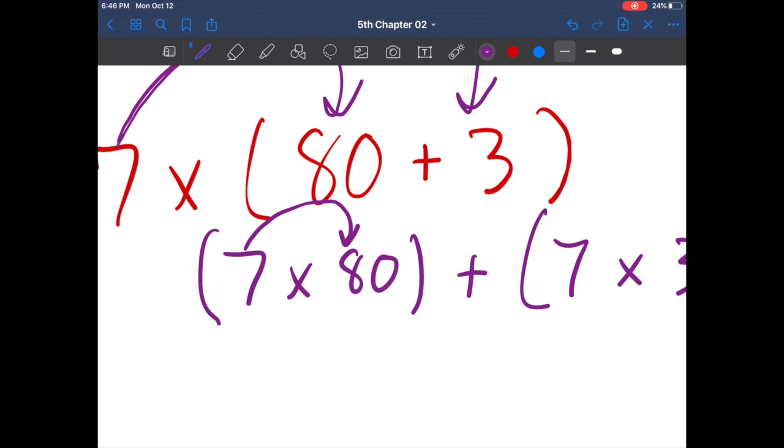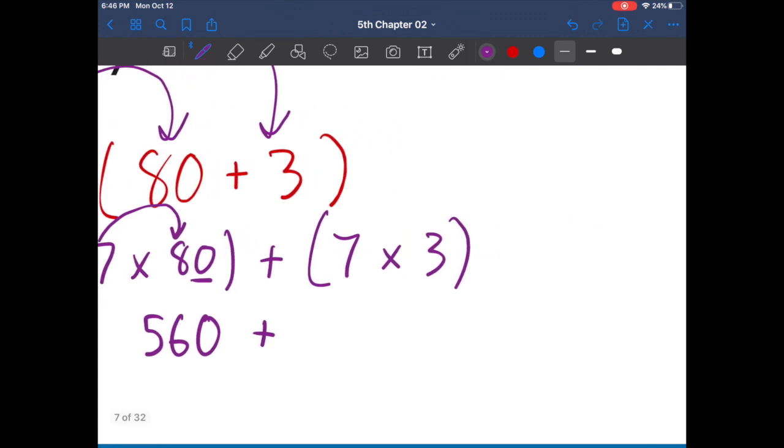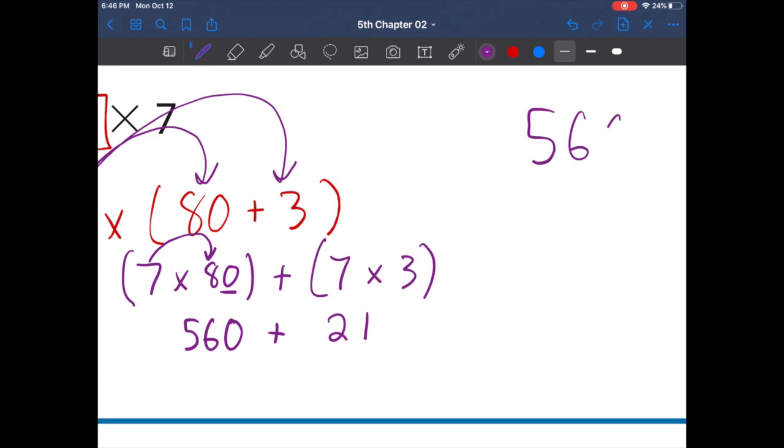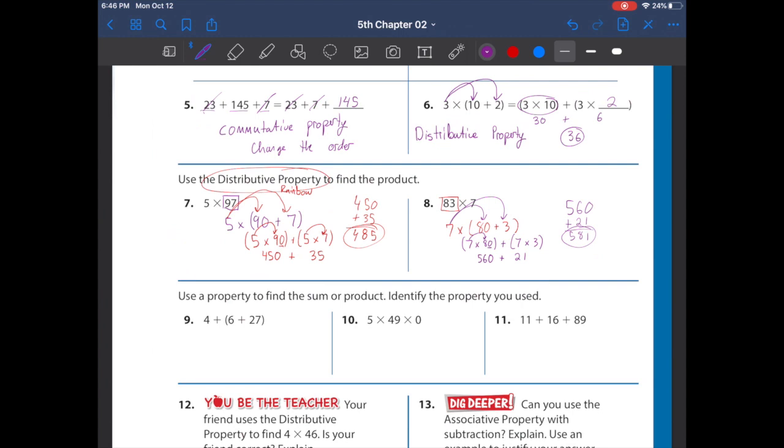So let's do our multiplication. Let's see. I know 7 times 8 is 56. We're going to add our 0. Plus 7 times 3 is 21. And now we just need to add everything together. So 560 plus 21. 1 plus 0 is 1. 6 plus 2 is 8. And 5 plus nothing is 5. 581.